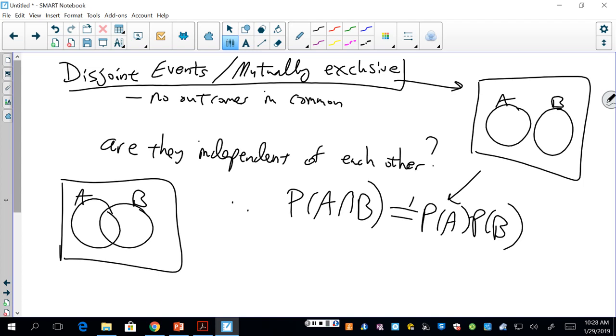No, you don't actually get this. If they're disjoint events, if they're mutually exclusive, they have nothing in common. So the probability of A intersection B in that type of scenario is just 0. And as long as A and B have some probability of happening, they won't be independent.